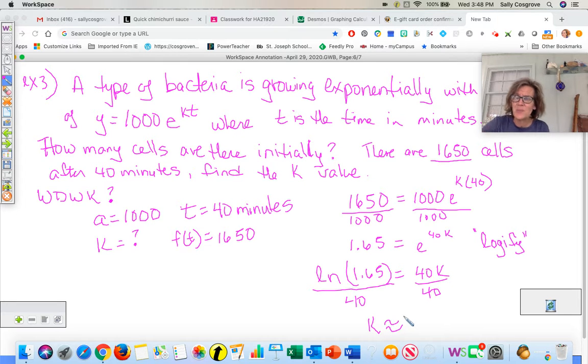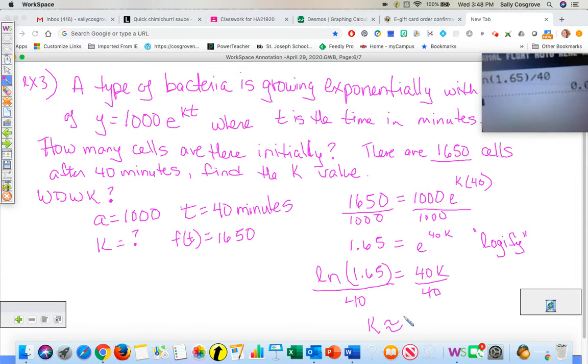And this now, at this point, once you rearrange, y'all, it's just straight up calculator. So go ahead and turn your calculator on, and we'll say the natural log of 1.65, close parentheses, divided by 40. Enter. So yours should look like that.